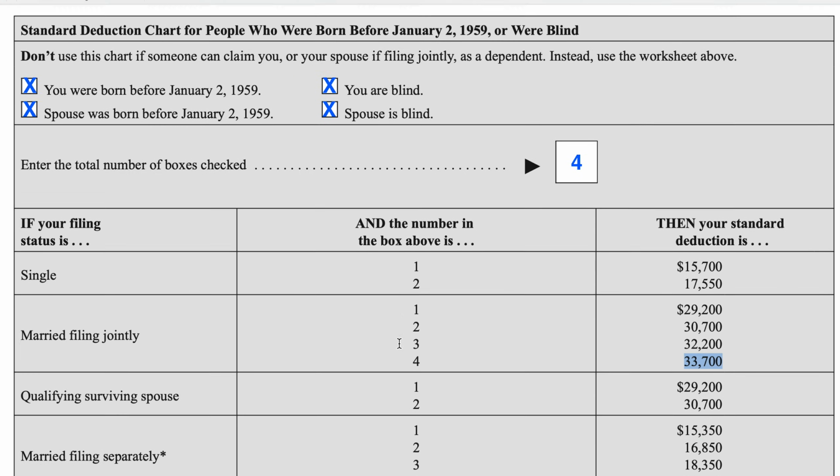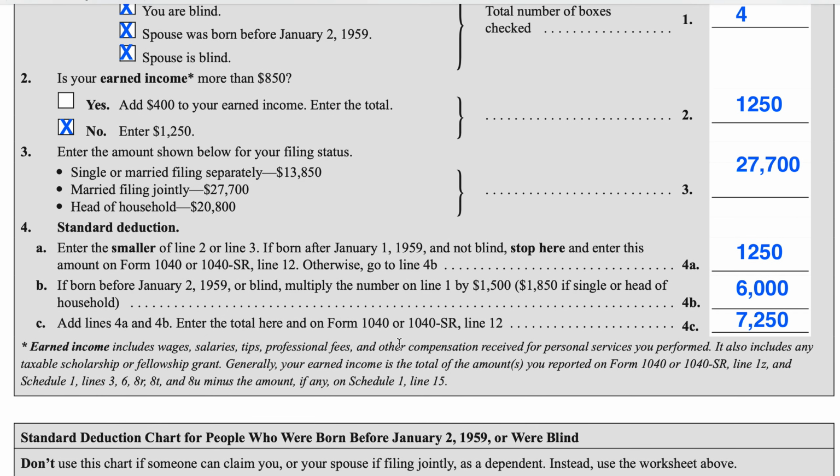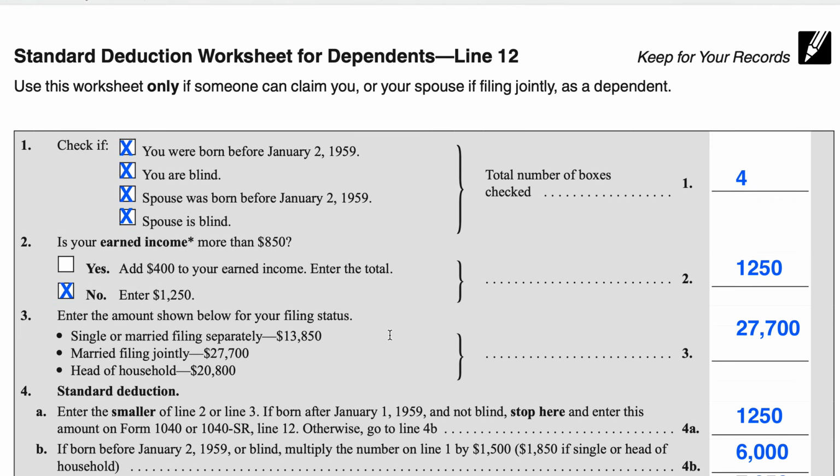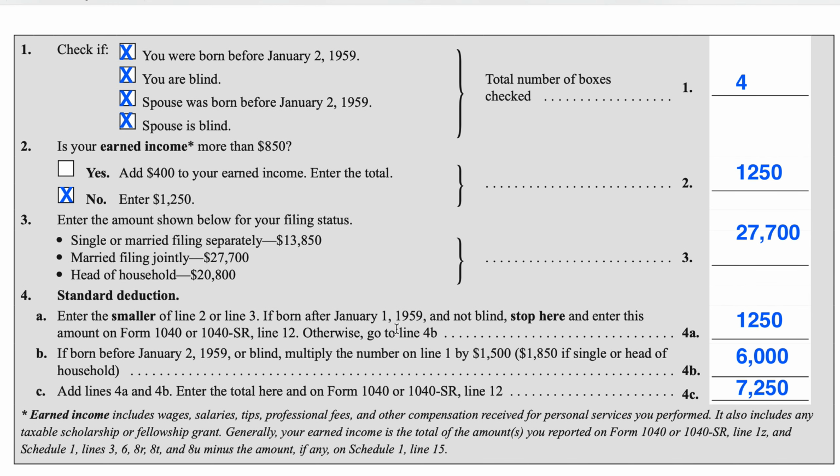Basically, that's how you complete these worksheets to determine the amount of your standard deduction. If you're using tax preparation software, most of this is done automatically. It's just computed for you. If you're participating, say, in the IRS Free File program, you shouldn't have to enter this on your own. But if you need to, for some reason, go back and calculate, and you have to use this worksheet, then that's how you would do that.